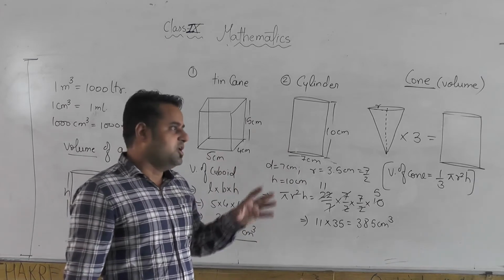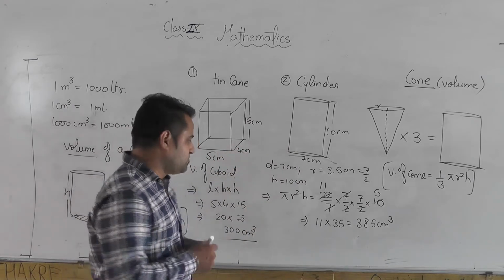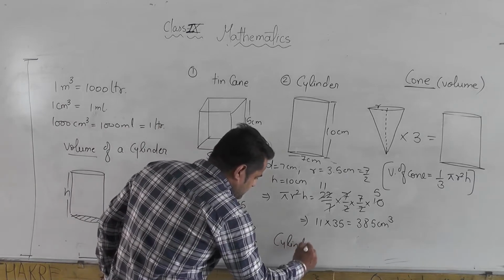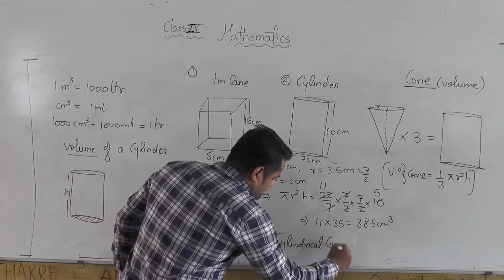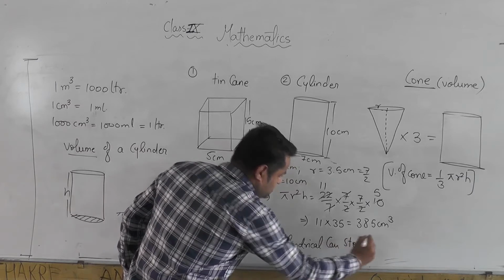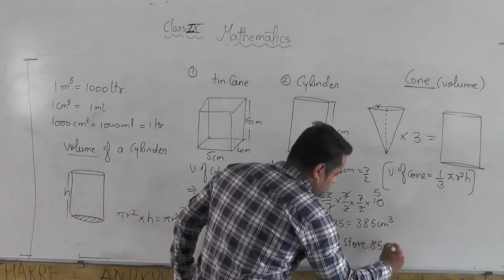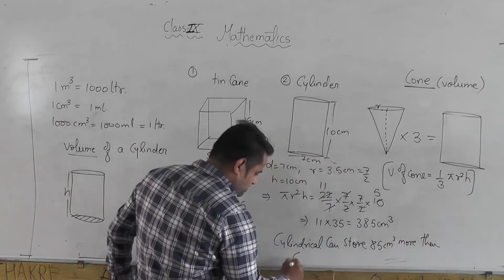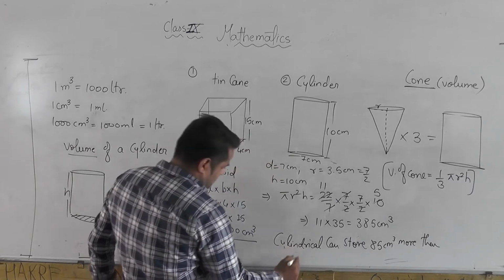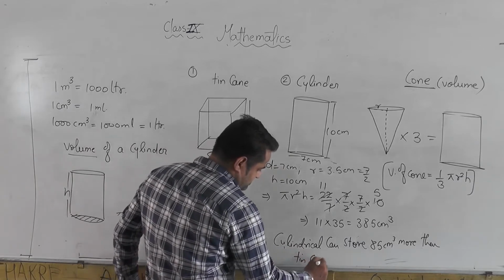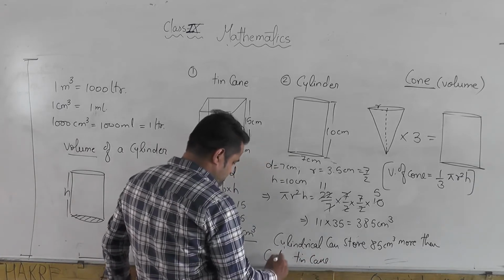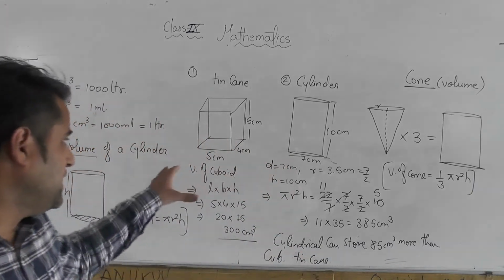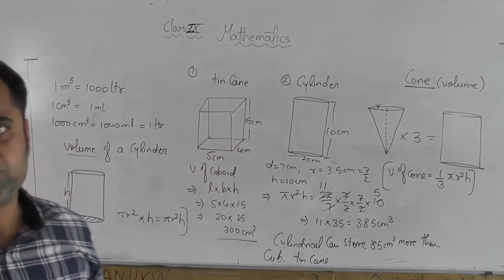We have seen it before, and here also you can see the same. So we can say that cylindrical can store 85 centimeter cube more than cuboidal tin can. So this is the difference. This is how we can easily compare both the shapes.